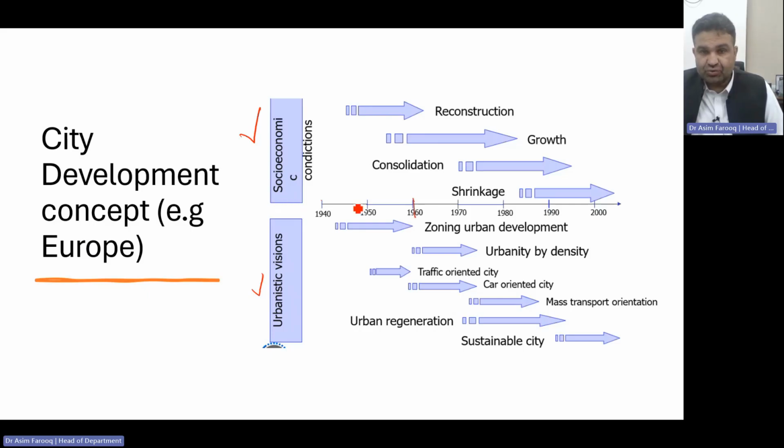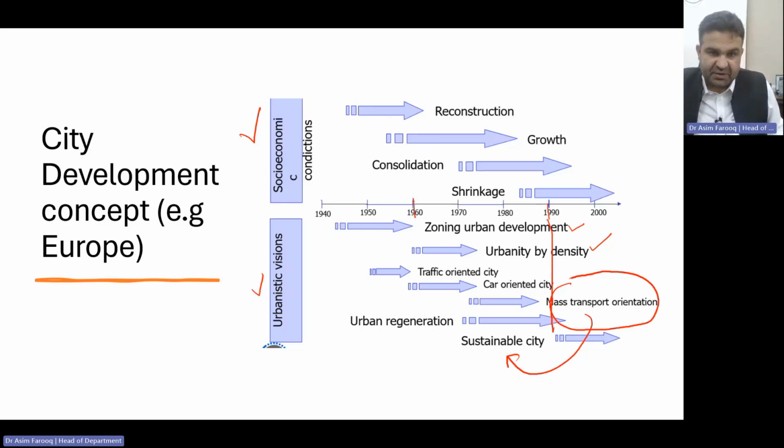From 1960 to 1990, the urban development concept actually started. The urbanity by density concept started. Traffic-oriented city was also started, but after 1990, you can see here, they realized that mass transportation orientation should be introduced while connected with the sustainable city. This is the concept of how we can learn from our mistakes and then act smartly again. This is the typical concept of city development from Europe.